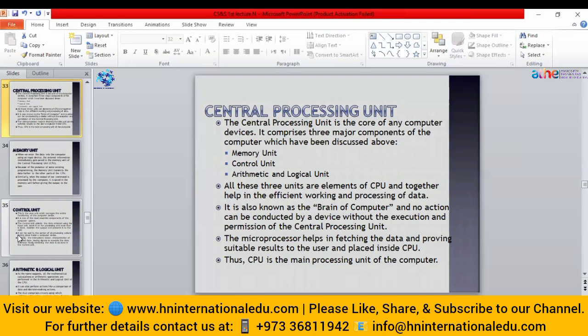The microprocessor, placed inside the CPU, helps in fetching the data and providing suitable results to the user. So all the working will be done inside the central processing unit. That's why it is the brain of the computer. We can say that it is the main processing unit of the computer. Now we will discuss the components of the CPU, the central processing unit.